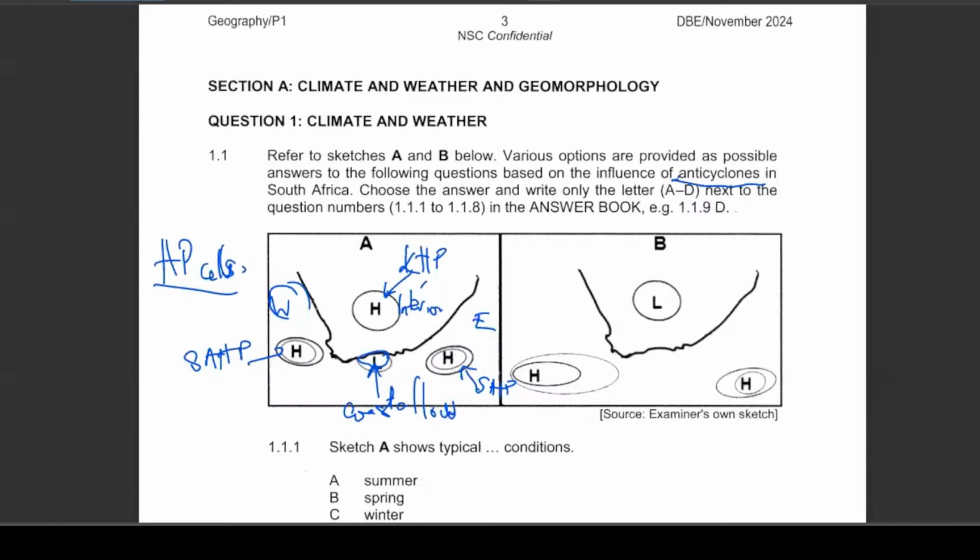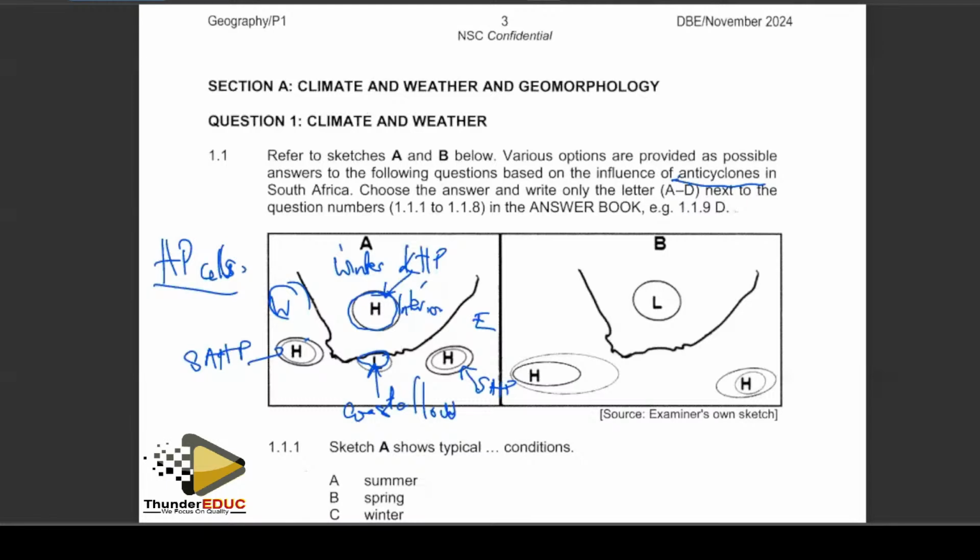Right. When you are reading and interpreting synoptic weather maps and you find a map whereby this high pressure cell is dominating over the interior here, it should give you an understanding that this is typical of winter conditions. Strong descending air over the interior is what causes the dominance of the Kalahari high pressure cell over the interior. And how does it change?